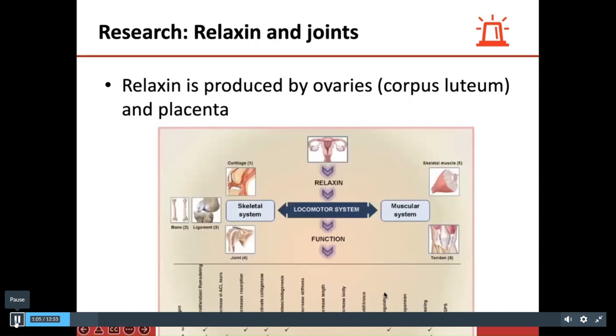And it has a lot of effects. It affects not just the structures in the pelvis, but also the rest of the skeletal system, the other joints, the ligaments, and can affect the bone, the cartilage, skeletal muscle. It affects a lot of organs in the body. So because of this, it is one of our precautions we take with pregnancy. We'll discuss that when we do lifespan.